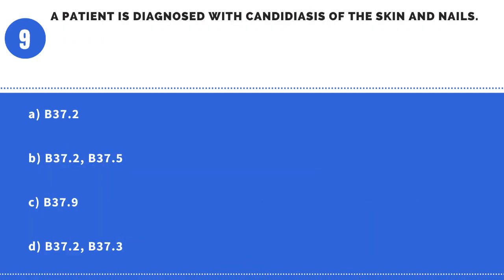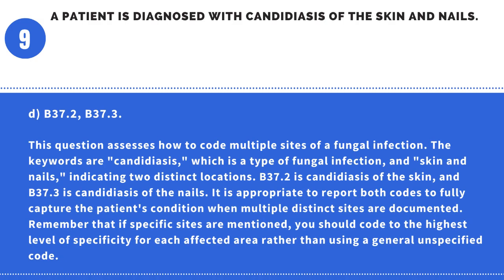Question 9. A patient is diagnosed with candidiasis of the skin and nails. A. B37.2. B. B37.2. B37.5. C. B37.9. D. B37.2, B37.3. Answer D.